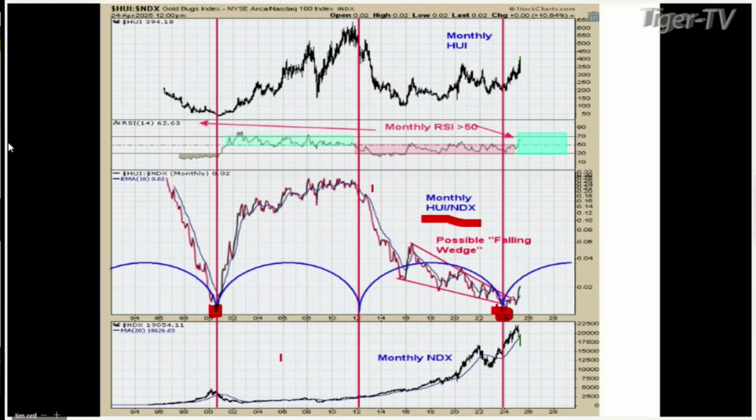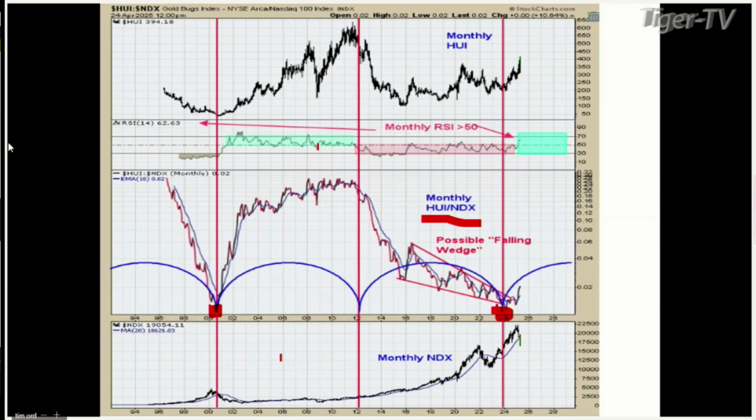So gold stocks really took a beating from 2012, even though we had some bounces along the way. Gold stocks in general worked lower all the way into 2024 compared to the price of NDX. But what happens here, if you notice, I did the RSI of this ratio. So this is a monthly RSI on the HUI NDX ratio. And if you notice, when this trend is going up, the RSI basically stays above 50. And when this ratio is going down, the RSI stays below 50.